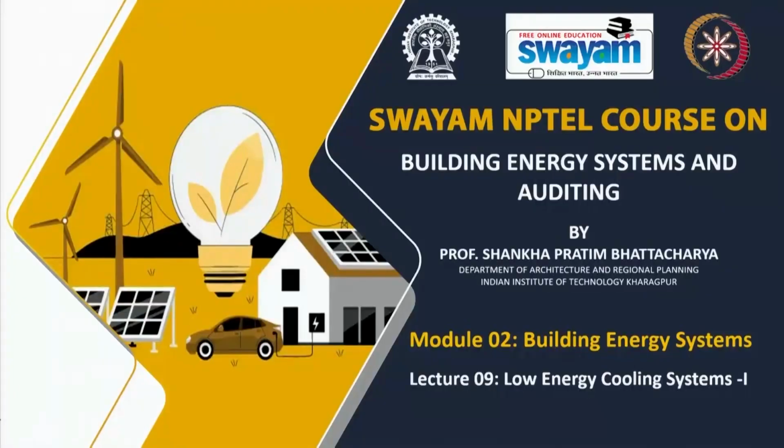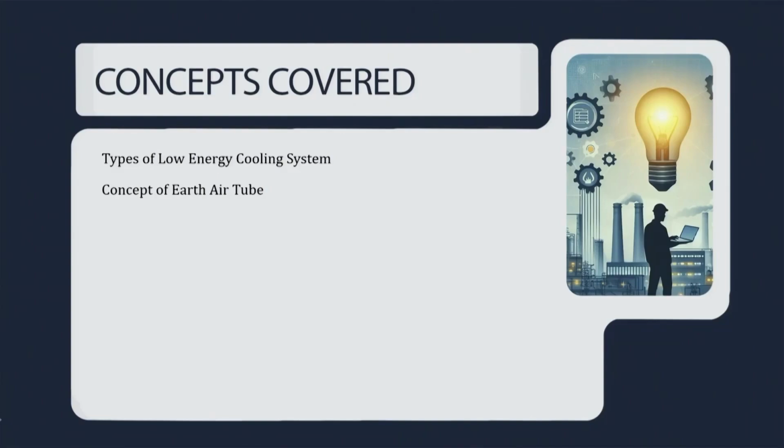Welcome to the Building Energy System and Auditing course on NPTEL. We are in module number 2, where we are discussing the various types of building energy systems. In the past 3 lectures we have discussed the HVAC system, the lighting system, and also some of the electrical systems, including the pumps, escalators and elevators.